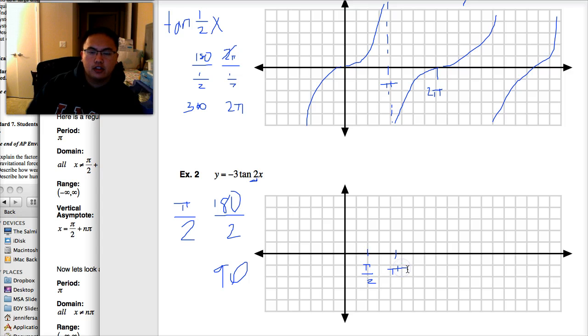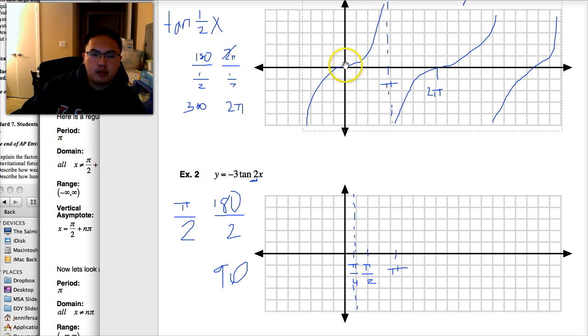So you could see what the period does. Since my period is pi over 2, that means it's going really fast. That means the midway point is pi over 4, right? Half of pi over 2, or half of half is pi over 4. And normally what I would do is I'll have my vertical line here.